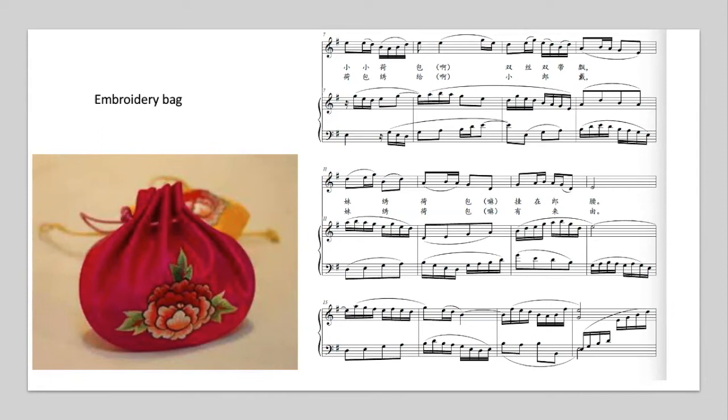It is actually a very beautiful piece of art. Nowadays people are not using it anymore, so they are sold as souvenirs in souvenir stores in China. I want to introduce this song because it also uses one of the Chinese modes, and I will leave it to you guys to identify the mode.